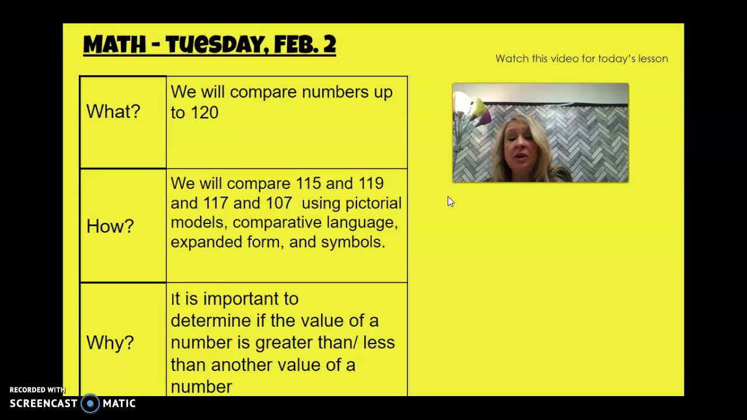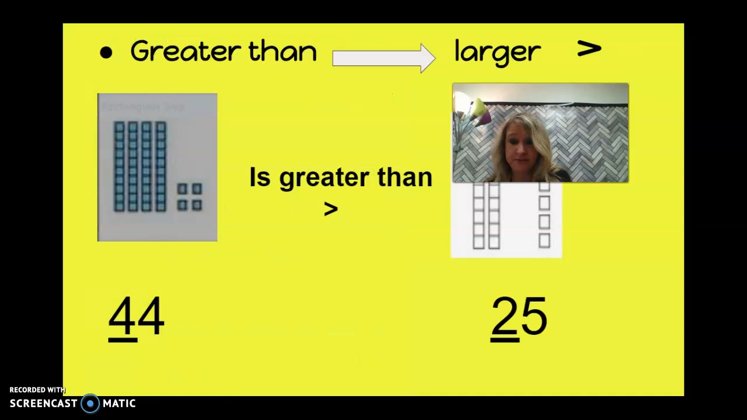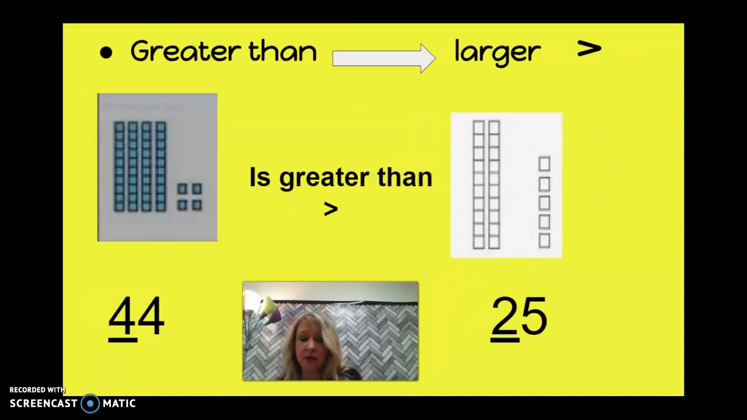Today we will compare numbers up to 120. How will we do this? We will compare 115 and 119 and 117 and 107 using pictorial models, comparative language, expanded form, and symbols. Why? Because it's important to determine the value of a number if it is greater than or less than the value of another number. Let's review our new vocabulary words.